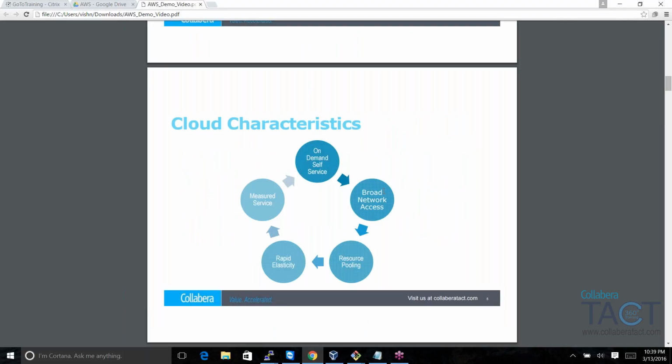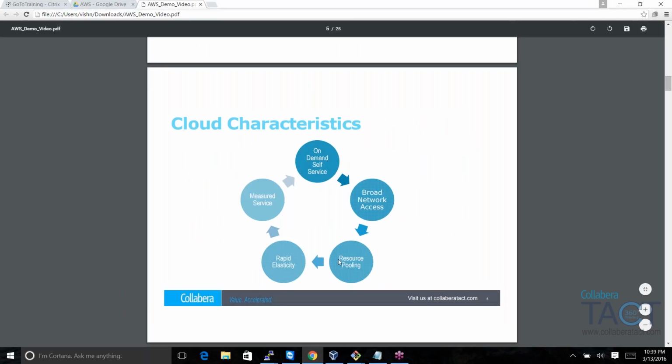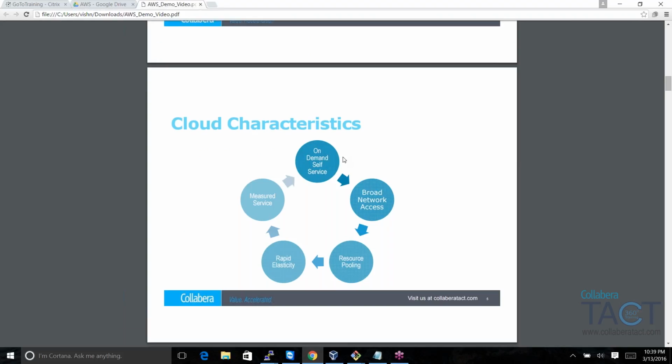So basically, what is cloud computing? There is a cloud service provider out there who is giving you a pool of resources, and there is an end customer who is going to use those resources using a network link. And if that model has to be called a cloud computing model, there are some characteristics this model should follow. Let's look at that in the next slide.